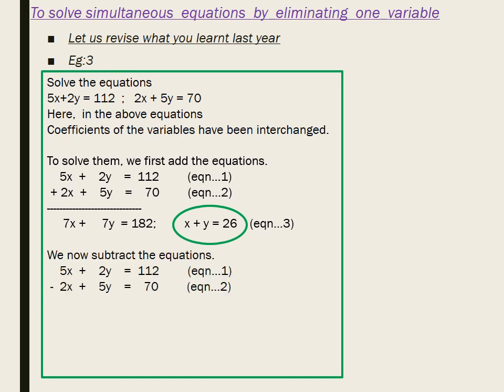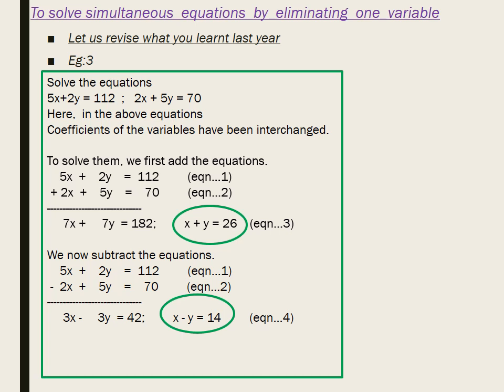Now we subtract the given two equations. When we subtract the given two equations, it reduces to the form 3x minus 3y is equal to 42, which can be simplified to the form x minus y is equal to 14. The simplified form is obtained by dividing the equation by 3. In the above equation, we get the equation 3 by dividing the equation by 7.